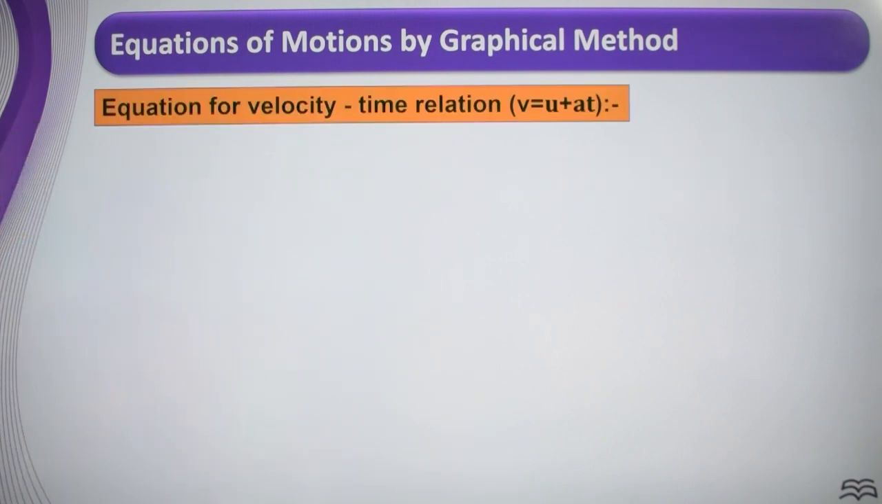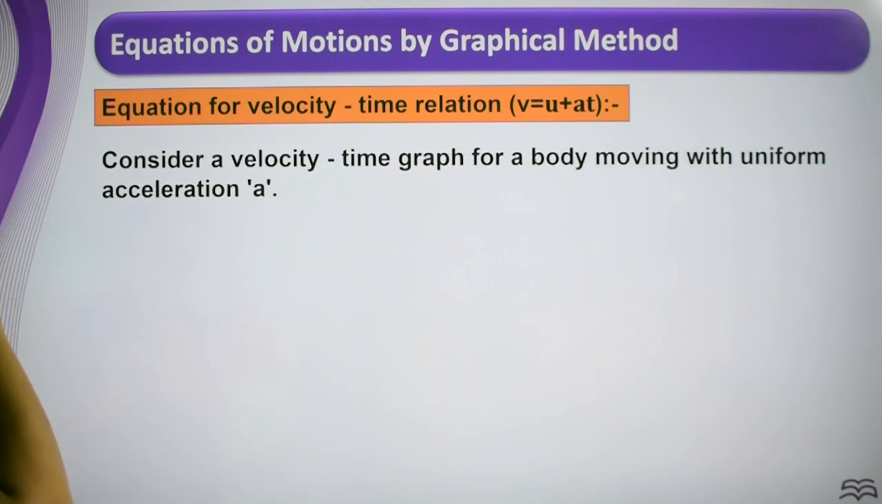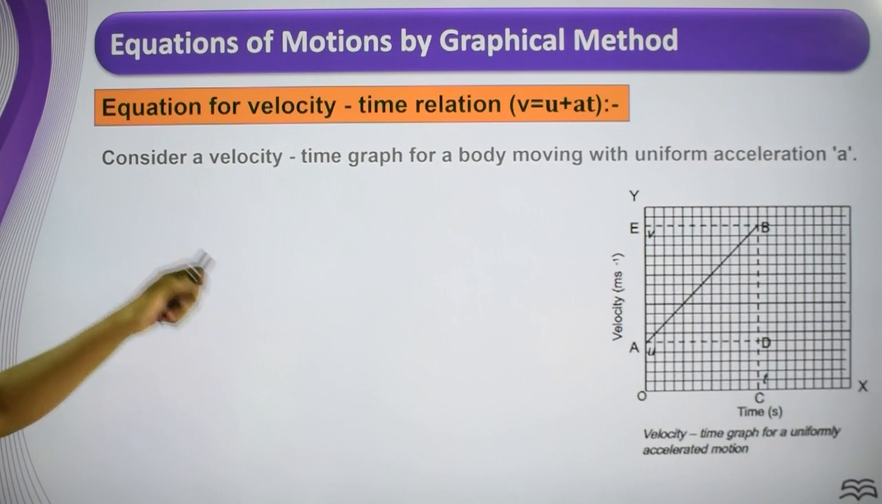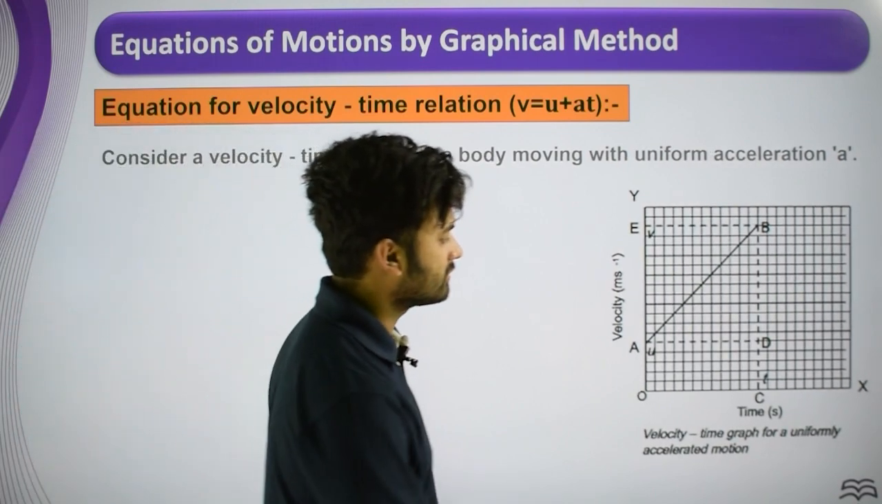Now how can we derive these equations of motion? How will we derive the first equation of motion? Consider a velocity-time graph with a uniform motion. It is a uniform motion, so there will be a straight line.